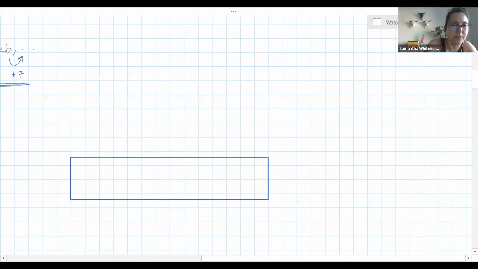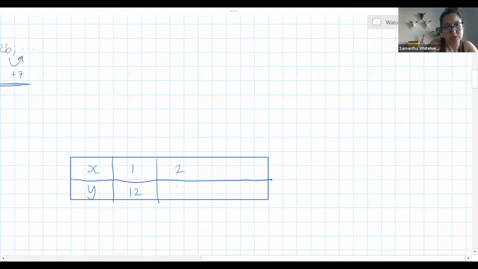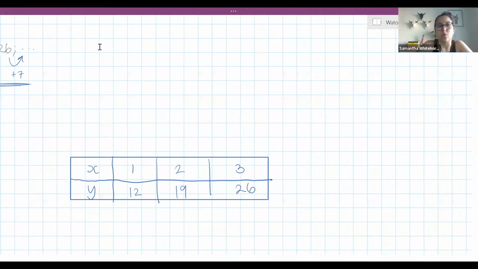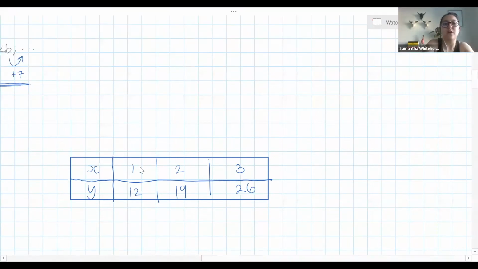Okay, so if we draw a table and we have X and we've got Y, and then it was 1, 12, 2, 19, 3, 26. If I now want to figure out what am I doing to get from the X value to the Y value, I want to figure out what the rule is. And that's where this whole 7x plus 5 comes in.